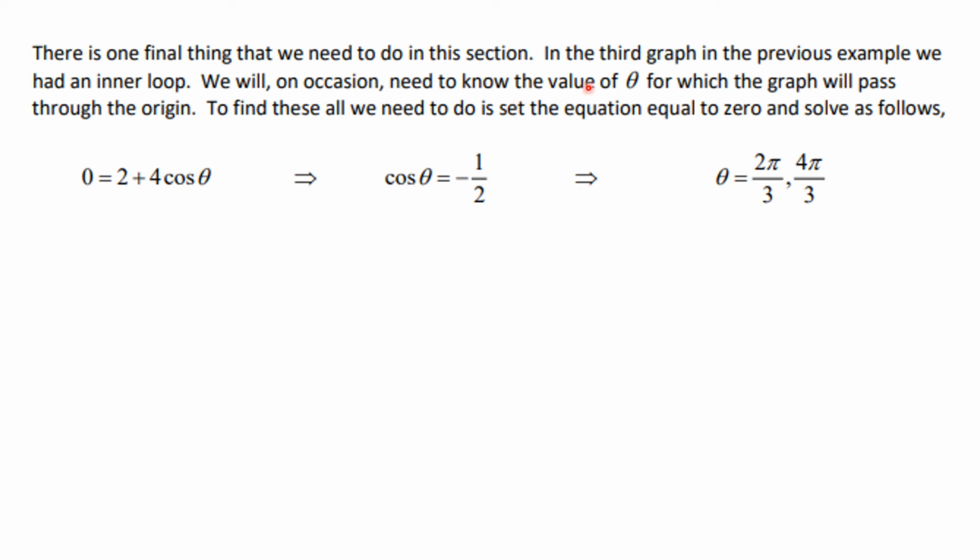One final thing that I should mention: in the third graph that had an inner loop, sometimes we need to find the value of theta for which the graph will pass through the origin. So in that case we were saying 0, which is the origin, is equal to 2 plus 4 cosine theta. So we will subtract the 2 from both sides, divide by the 4. We have cosine of theta is equal to minus 1/2, and that means that happens twice, from 0 to 2 pi. It happens at 2 pi over 3 and 4 pi over 3. And you might say, well, why would I want to do that? Well, we're going to need to do that to find limits on integrals. So this is a good skill to keep in mind.